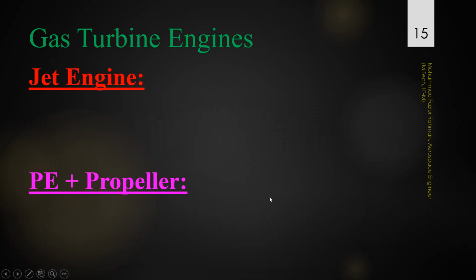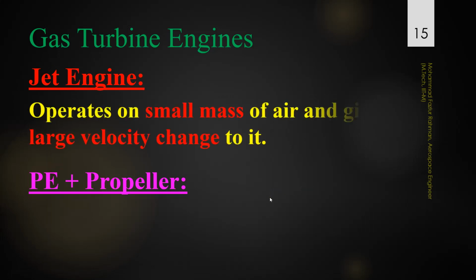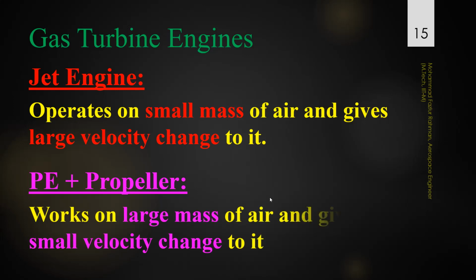Now you can have a little comparison between the jet engine and the propeller engine combination. The jet engine operates on a small mass of air and gives a large velocity change to it. It takes a smaller mass of air and mixes it up. Comparatively it's a small mass, and then it gives a large velocity change. In the case of the propeller engine combination, it works on a large mass over the propeller area. The propeller rotates and covers a large area in the air, so it operates on a larger mass of the air and gives a small velocity change to it.